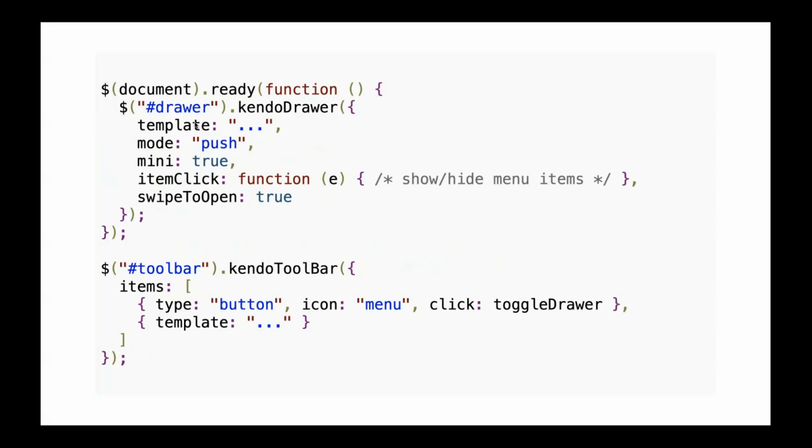To initialize this, we'll simply call the API kendoDrawer. We can provide a template if we so wish. We can also specify things like the mode, as well as whether or not we want to render it in that mini mode that we talked about earlier. For click events and other types of events, you can certainly set up handlers for each one of those. Alternatively, you can perform a touch gesture, a swipe, to open up elements as well. The toolbar itself will be initialized utilizing the Kendo toolbar API, and there you can specify a variety of other aspects, such as the menu icons that you saw previously.